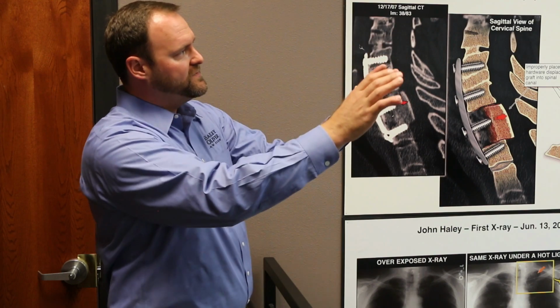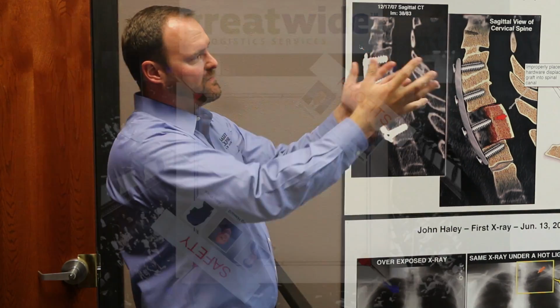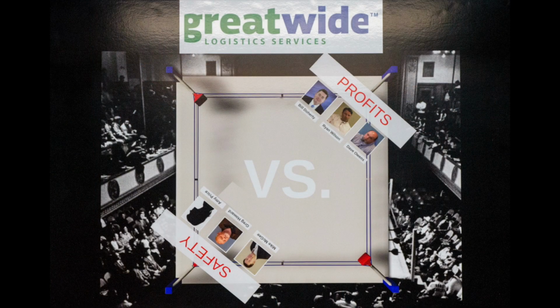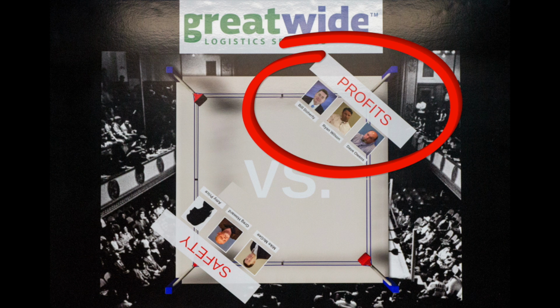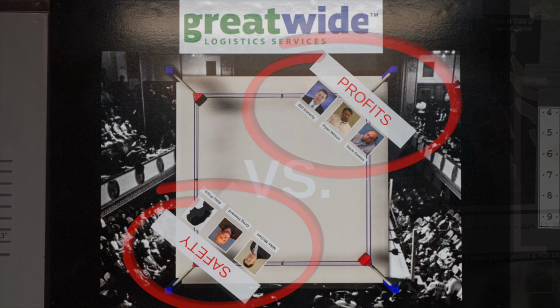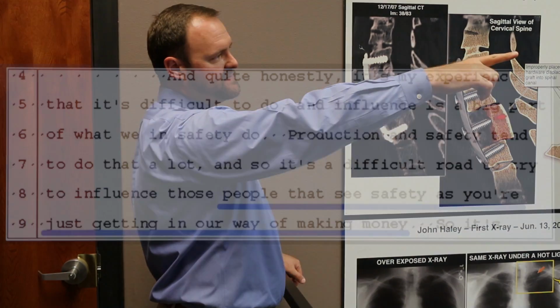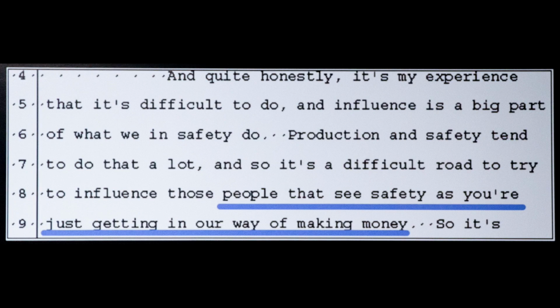As we move across the visual aid, that's why we have the boxing ring visual aid created: there was a fight in this trucking company between profits and safety. Our investigation actually found out that there was a team of people on the profits team, a team of people on the safety team, and they were fighting. And you can see one of the executives actually testified, people that see safety as you're just getting in our way of making money. That's a problem. That led to why this happened.